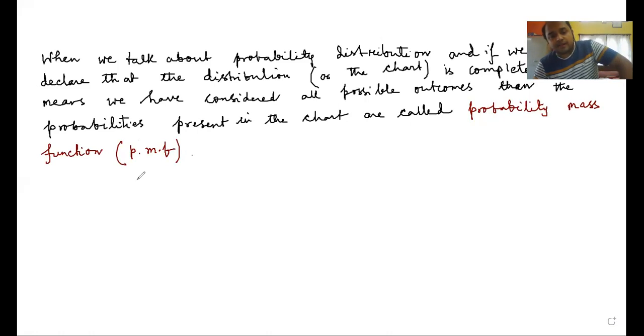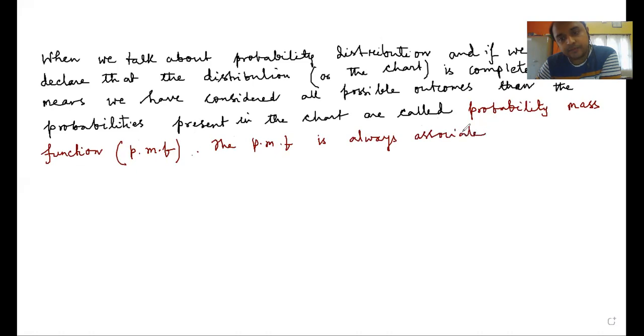Now, all the probabilities with respect to the coin tossing problem, that is 1/4, 1/4, 1/4, whatever, these are actually PMFs. The probability mass function is always associated with a discrete probability distribution chart.